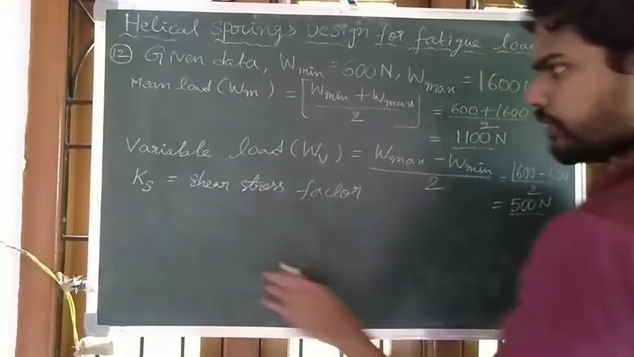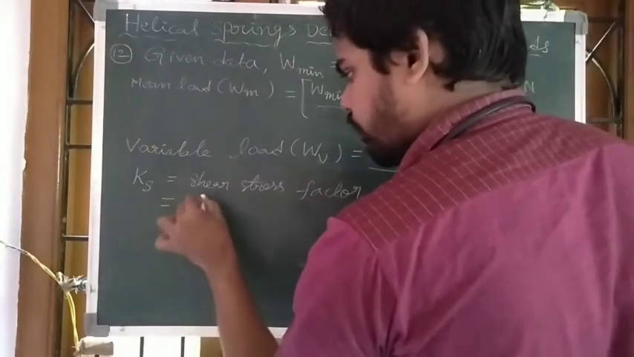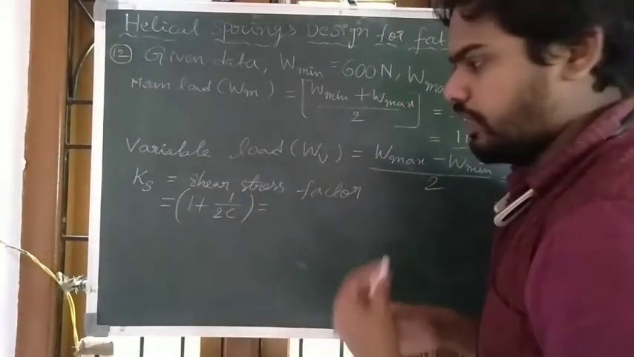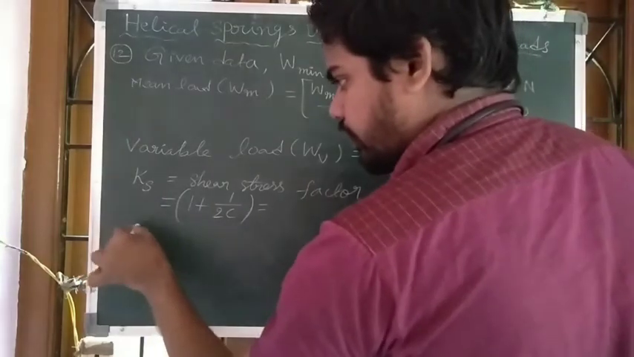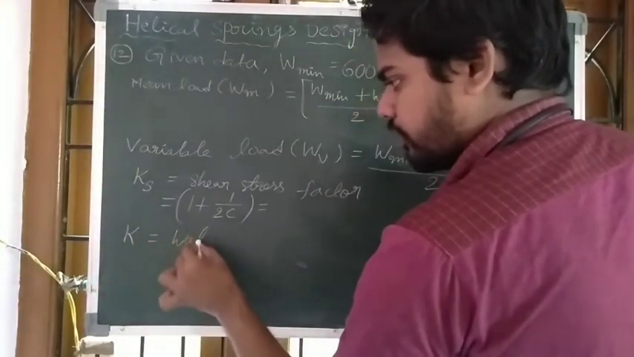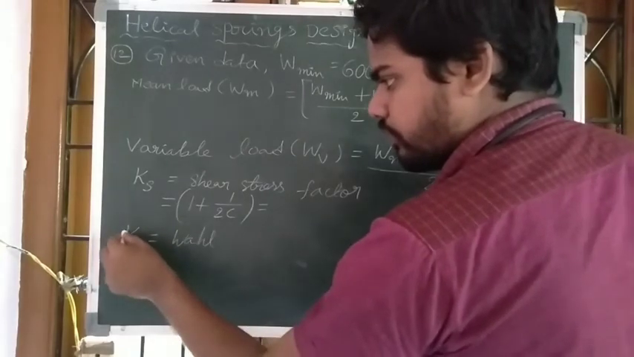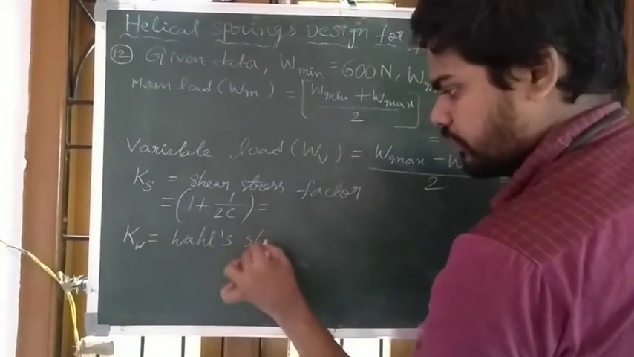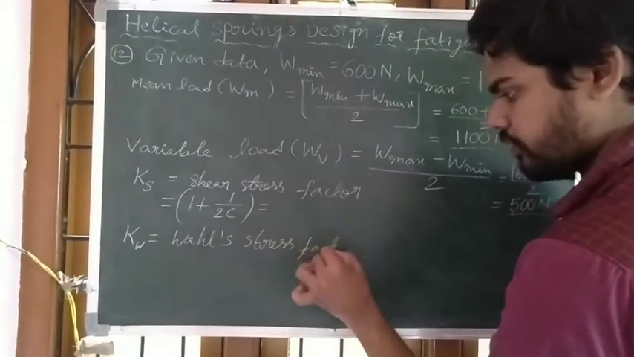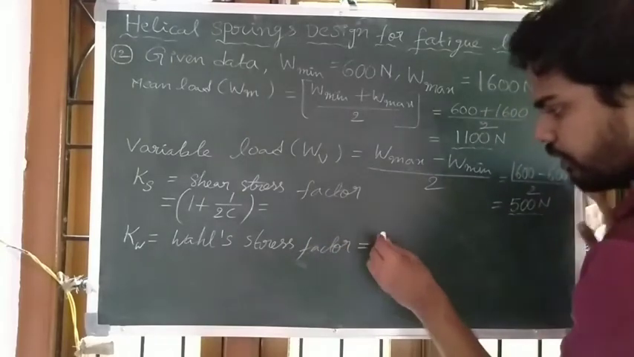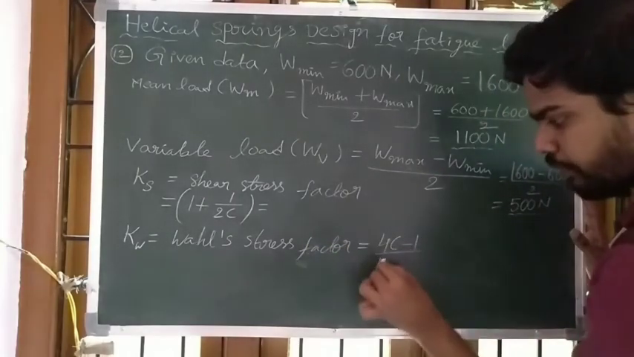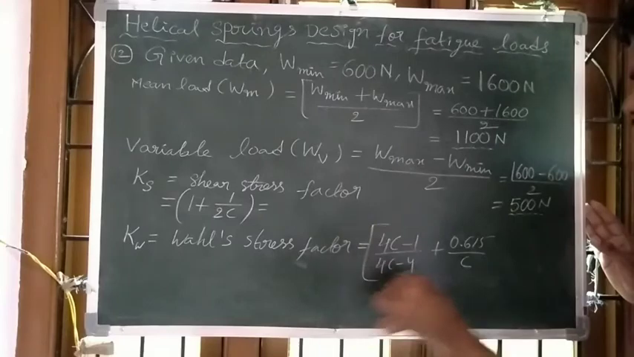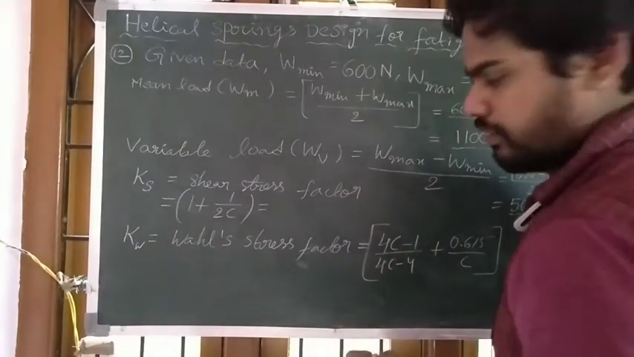And here, shear stress factor. You know what the shear stress factor is equal to: the formula is 1 plus 1 by 2C. Why are we calculating the shear stress factor? You will understand in later stages. And K, the wall stress factor. If you confuse it with stiffness, then we can simply put W, KW. KW means wall stress factor. You know the formula for wall stress factor: (4C minus 1) divided by (4C minus 4) plus 0.615 divided by capital C, where capital C denotes the spring index.